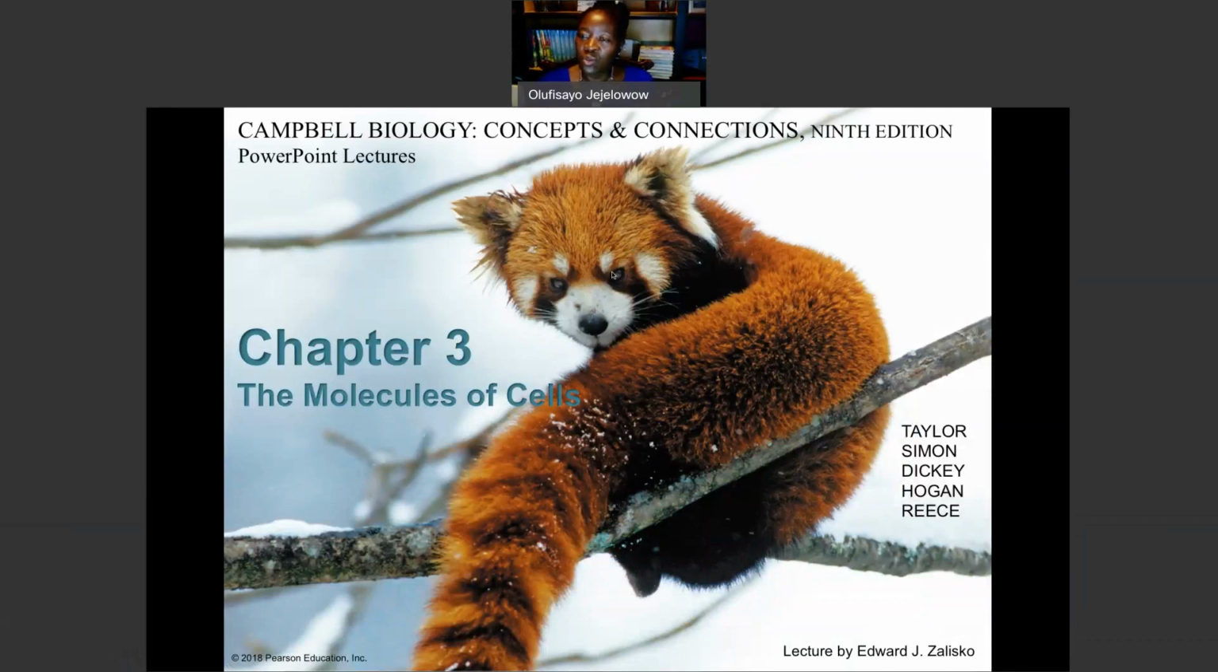In chapter 2, we emphasized the fact that living organisms are chemical machines that are made from simple elements that are bonded together, molecules, the molecules of life. And then we emphasized the concept of emergent properties: as you add atoms together to form molecules, new properties emerge as you go higher in the biological hierarchy. In this chapter, we look at the molecules of cells.